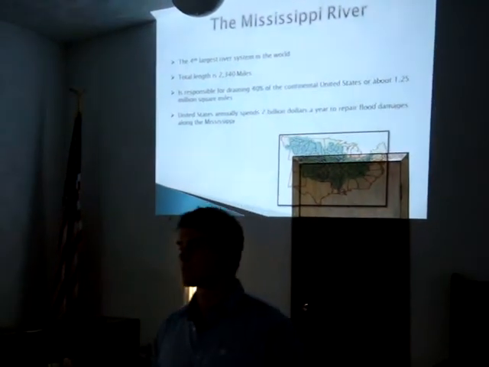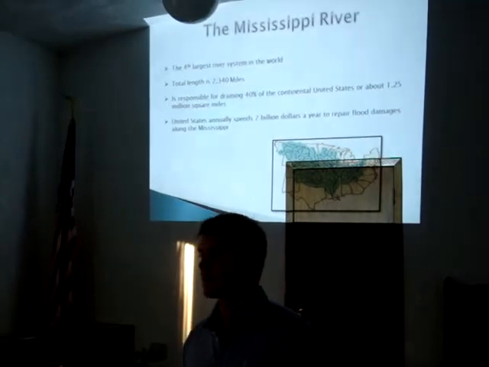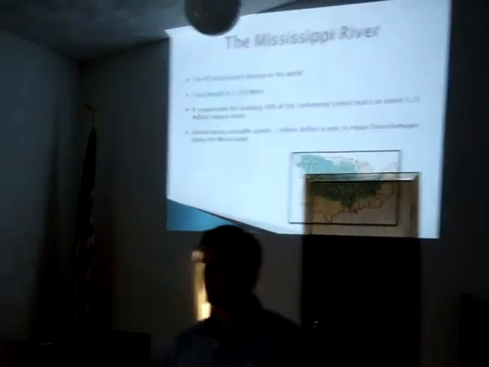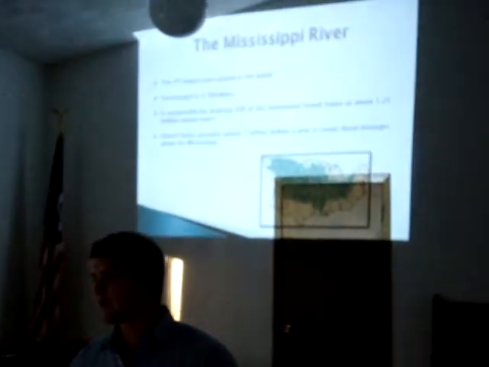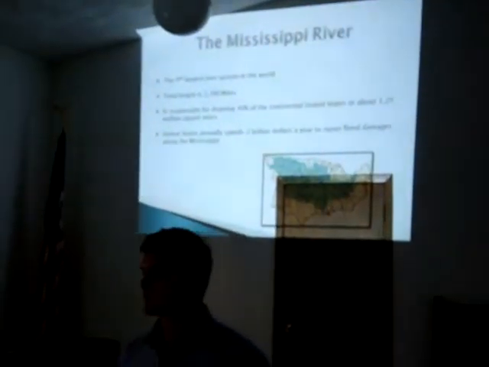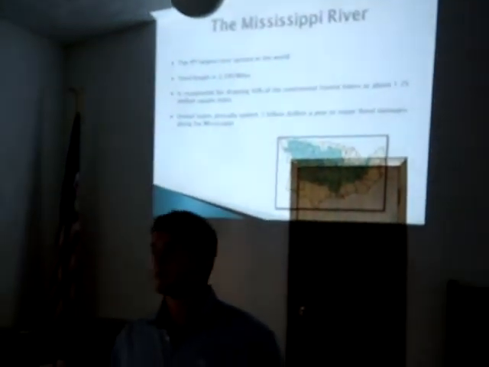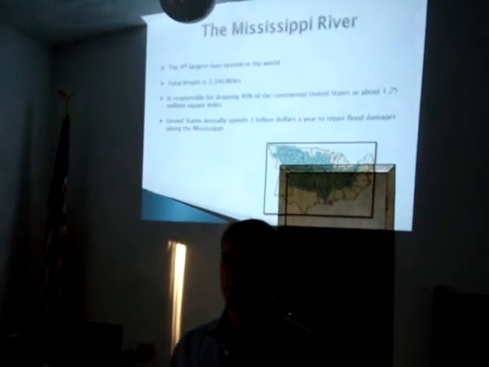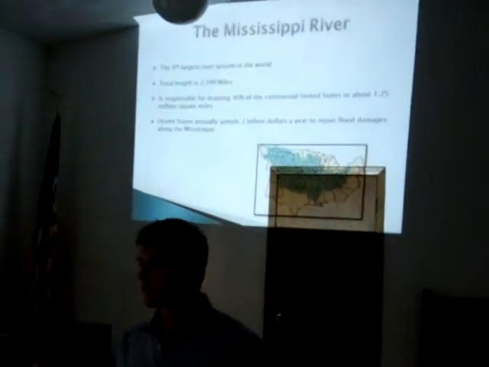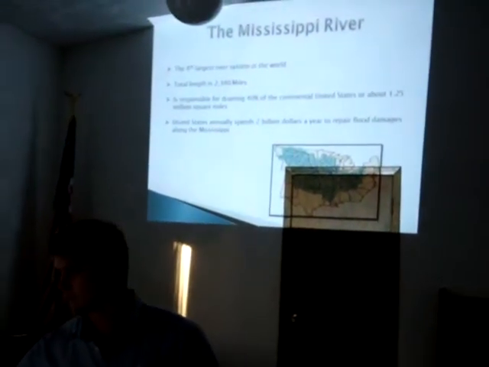It's the fourth largest river system in the world. Its total length is about 2,340 miles. It's responsible for draining about 40% of the continental United States, which is about 1.25 million square miles. And you can see in the map there the area that it is responsible for draining. The United States annually spends about $2 billion a year to repair flood damage along the Mississippi. So it's a very costly river.